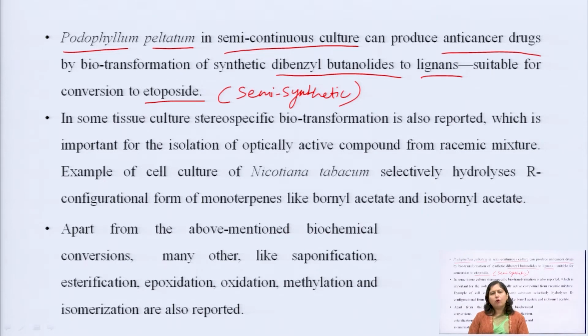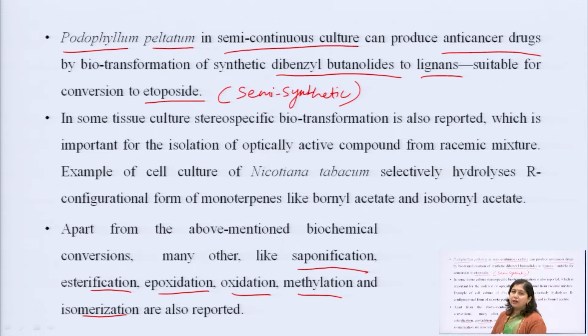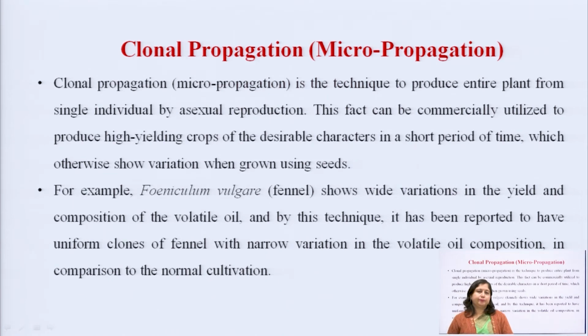Apart from all the above mentioned reactions, there are different biochemical conversions, like saponification, esterification, epoxidation, oxidation, methylation and isomerization of these different chemical constituents of the plant drug. So, everything is possible inside the plant tissue culture system.